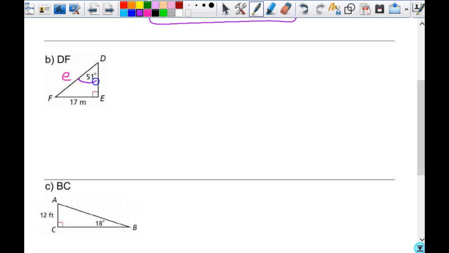So this is my angle. This, I label it as what? Opposite. I'm looking for this, which is the hypotenuse. This is across from the right angle. So what uses opposite and hypotenuse? Sine. So I'm going to take the sine of what? 51, because it's always of an angle, equals the opposite, which is 17, over the hypotenuse, which is e.